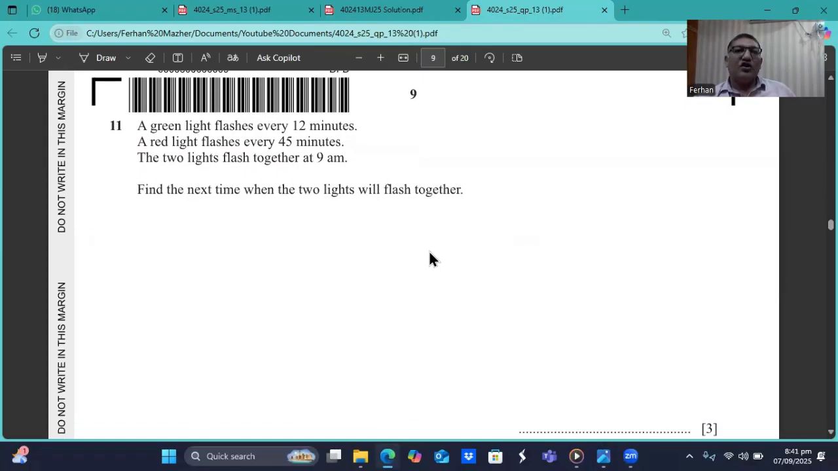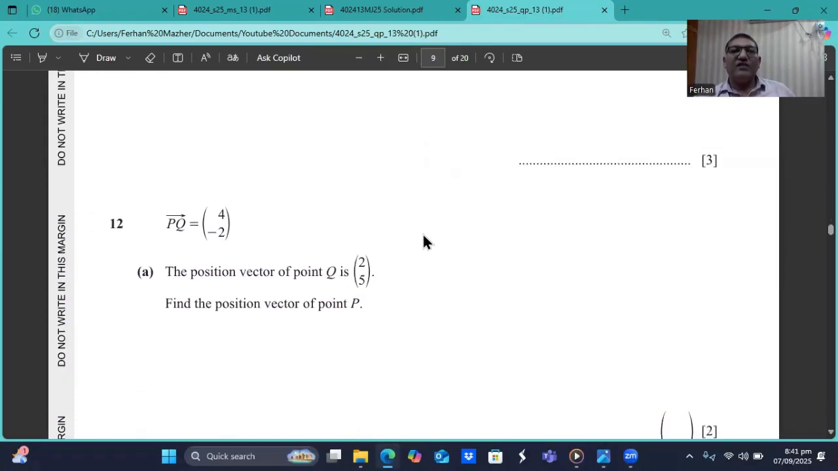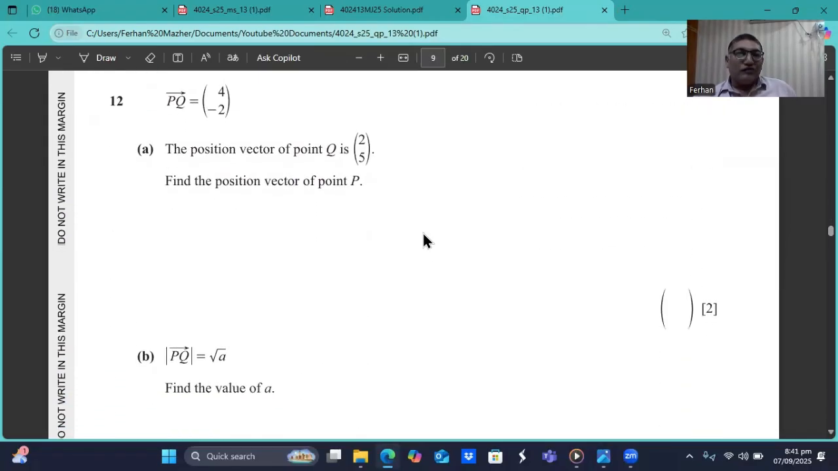Okay, so that was question number 11. Now we have question number 12 on your screen. The column vector of PQ is given, that is (4, minus 2). The position vector of the point Q is (2, 5). Find the position vector of P. Remember the formula when you represent a vector in its position vectors.